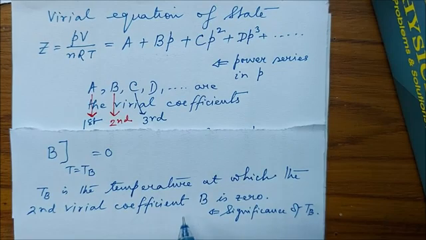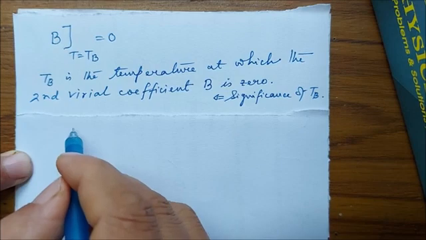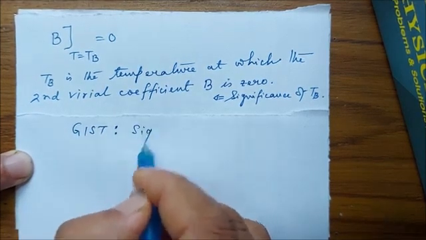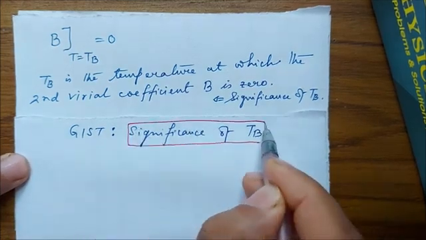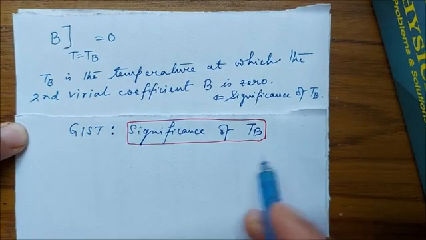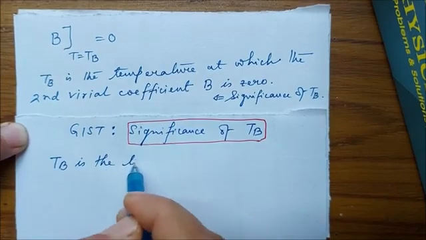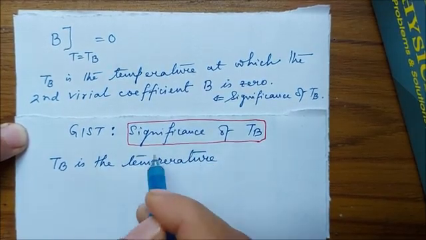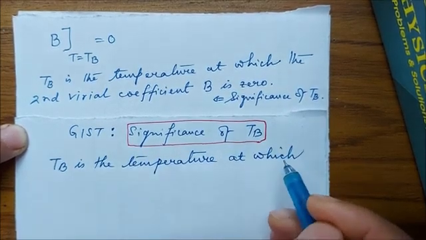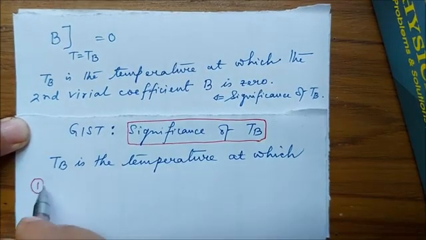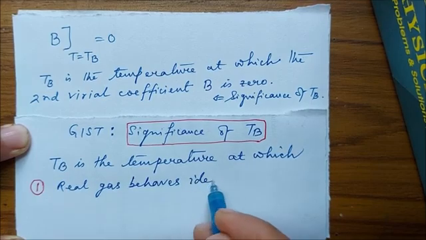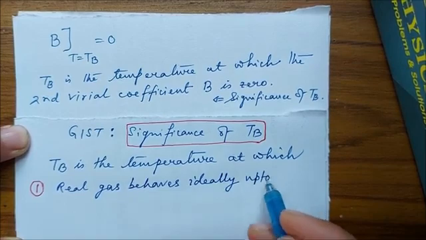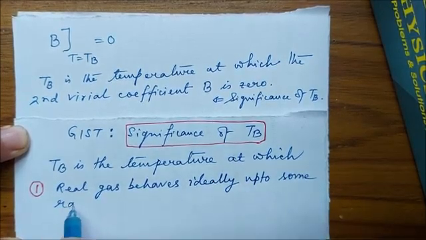Let us now summarize or make a gist of all the significance that can be attached to the Boyle temperature. Gist on significance of Boyle temperature. Boyle temperature, that we denote by TB, is the temperature at which real gas behaves ideally up to some range of pressure.